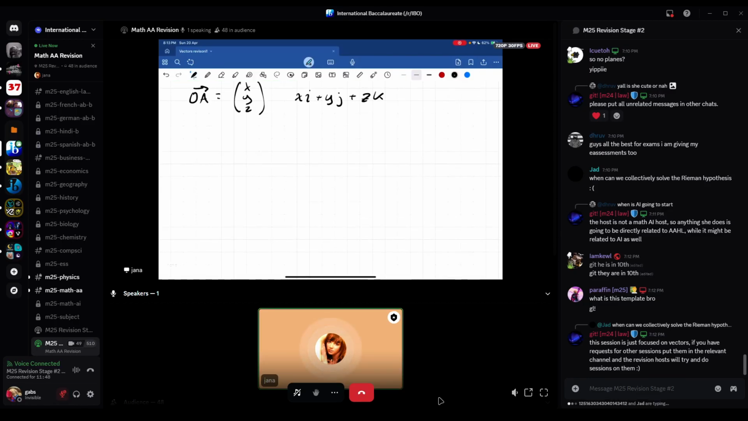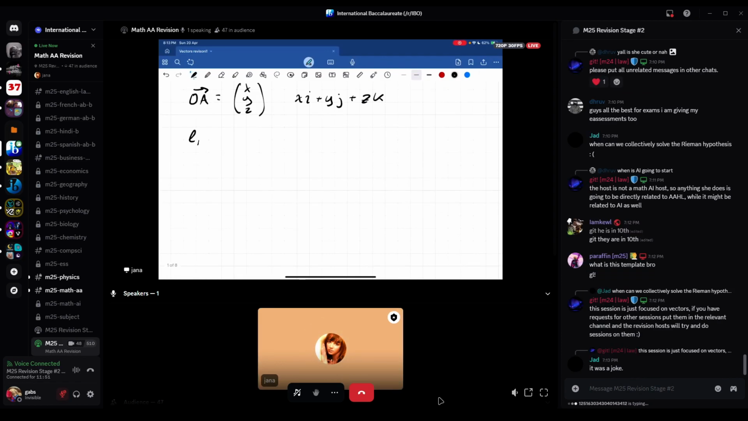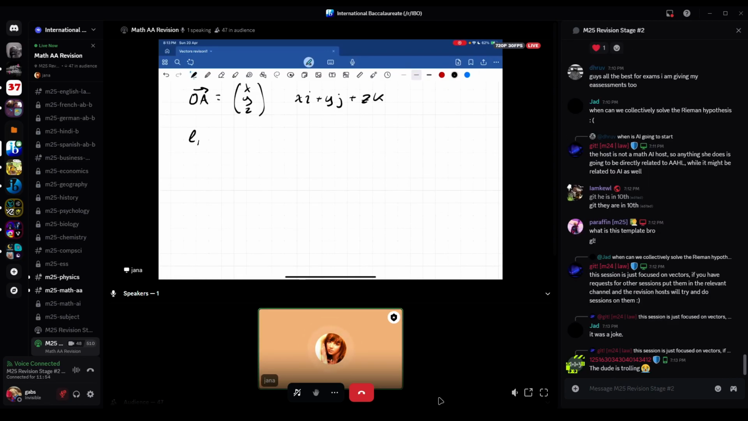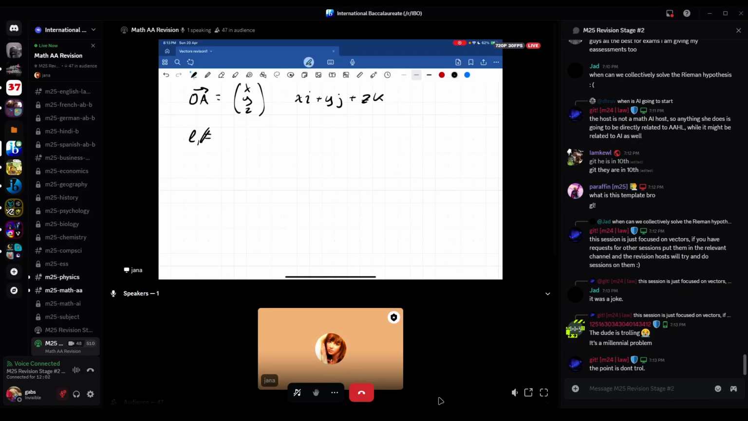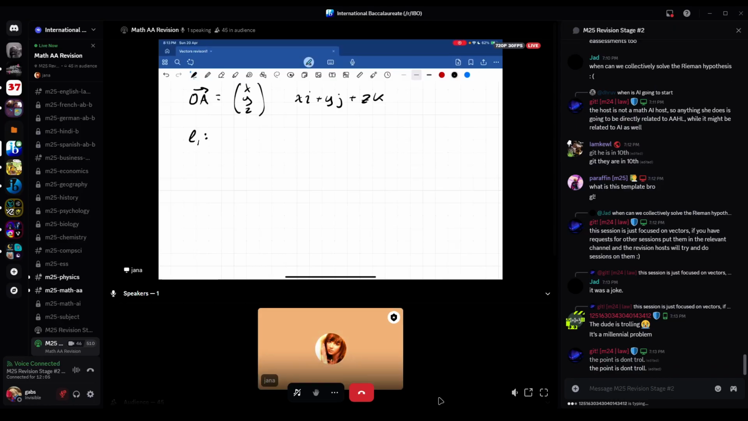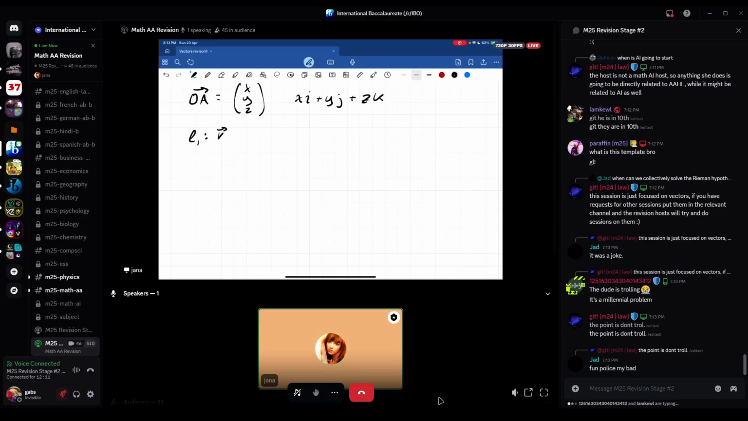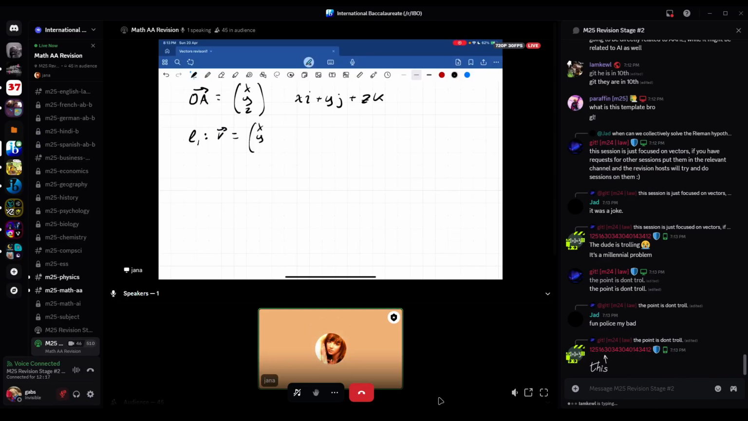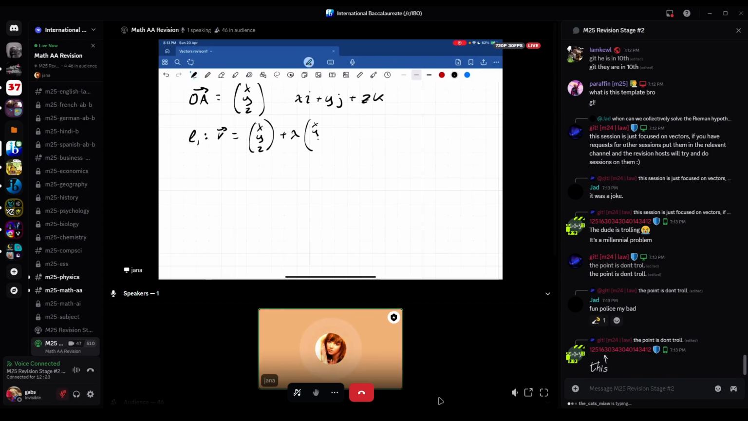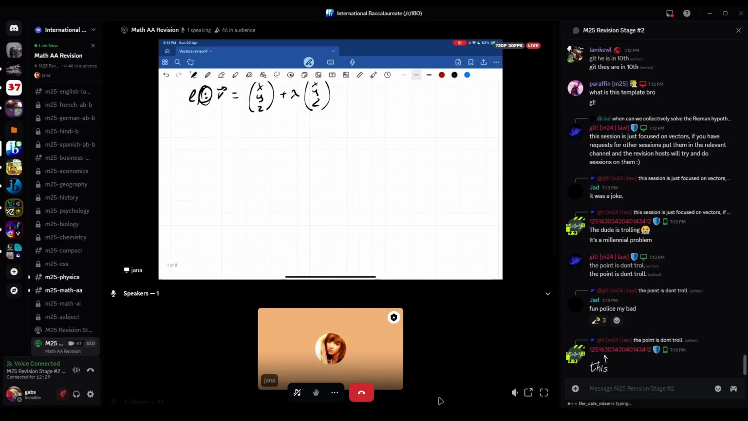And also, if you have a line L1 and you want to express the equation of the line, you cannot do this. Don't do this. It shows a complete error in understanding and you're going to lose marks. So you want to put a colon there, and then r is, it expresses any point on that line, equals whatever point you have, x, y, z, plus lambda into whatever other x, y, z you have. Make sure that colon's there, or you're going to lose marks.